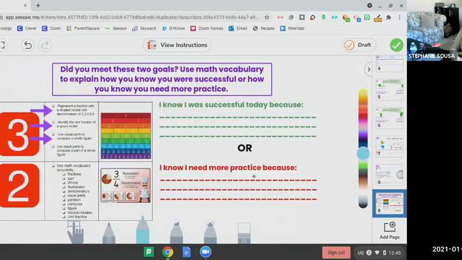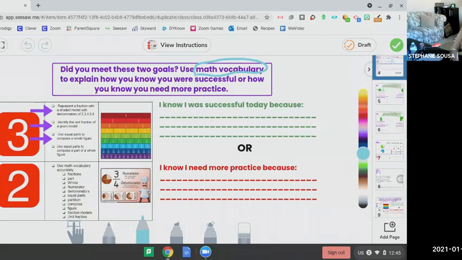Slide 9 is your success criteria. Remember, this is not a choice. If you do not do it, I am sending it back to you until it is completed. You need to use math vocabulary to explain how you know you were successful. Hard, easy, fun, fast are not math vocabulary words for this standard. Okay, so this is what you are going to complete today during your independent work time.